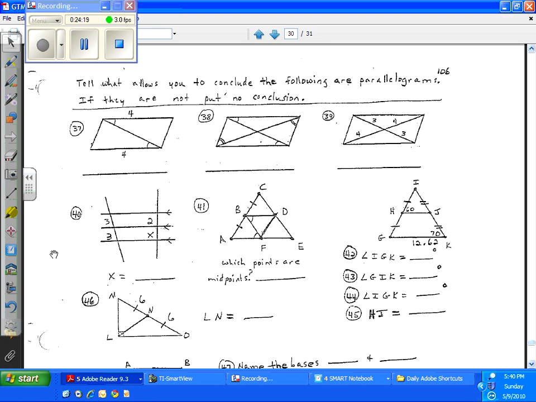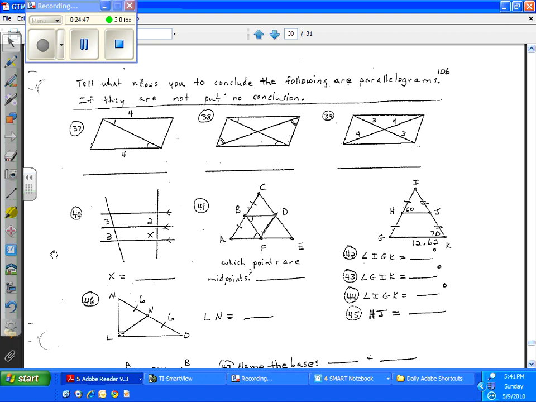Of a parallelogram. Both pairs of opposite sides are equal. Both pairs of opposite angles are equal. Consecutive angles are supplementary, or the diagonals bisect each other. We don't use consecutive angles are supplementary because you'd have to prove all four sets. By then you've already proved it by something else. That's a property, but not a way we prove it.